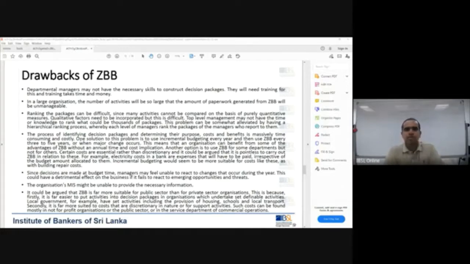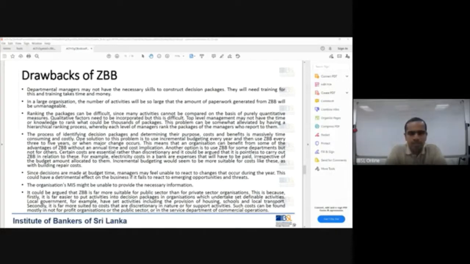Top management may not have the time or knowledge to rank what could be thousands of packages. Everyone doesn't know everything in detail, so they might find it difficult to rank. This problem can be somewhat alleviated by having a hierarchical ranking process whereby each level of managers ranks the packages of the managers who report to them.